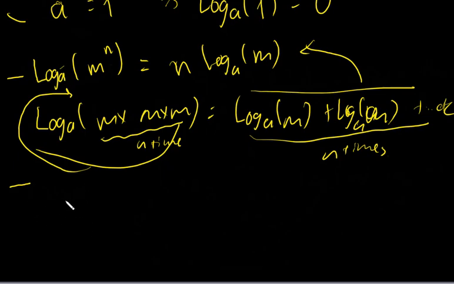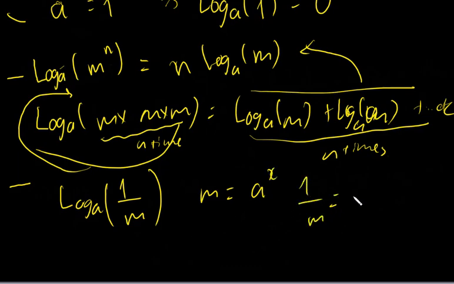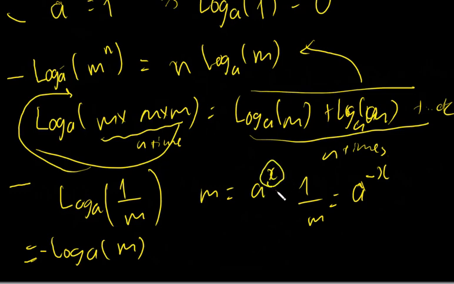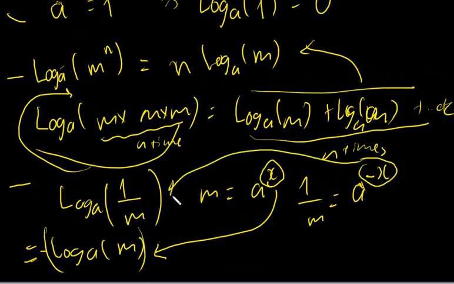Now we have reciprocals. Now we have log a of 1 over m. We have known that m is equal to a to the power of x, right? So 1 over m is equal to a to the power of minus x. That's what we have known. So if it's equal to a to the power of minus x, this is actually equal to the negative of log to the base a of m. This part is x, and this minus part is this one. So that's the origin of this formula: log to the base a of 1 over m is equal to minus log to the base a of m.